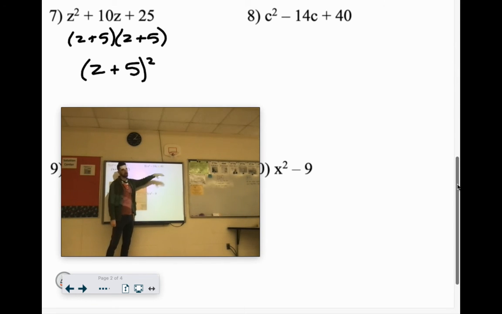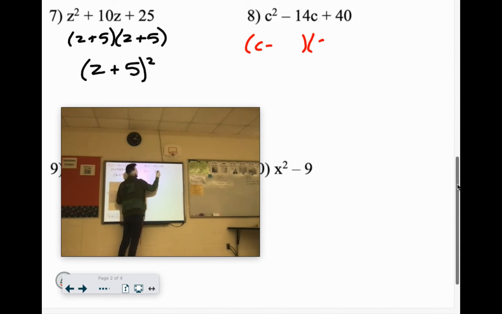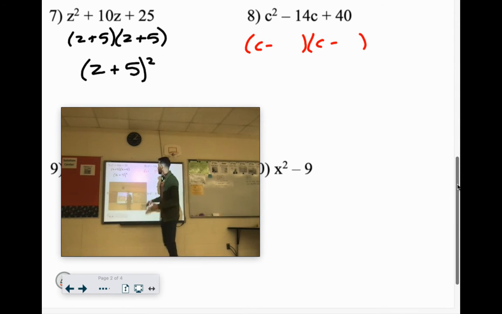The last number is plus, so they have to both be the same sign, but the middle number is negative. Do you know any positive numbers that when you add them together, it comes out negative? No, of course. So these would both have to be minus. Two numbers that multiply to 40 and add up to 14 would be 4 and 10.